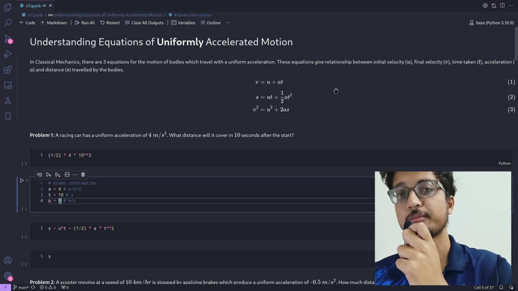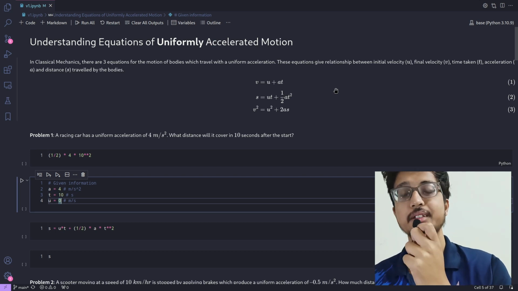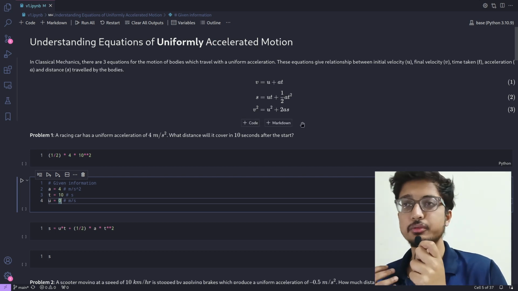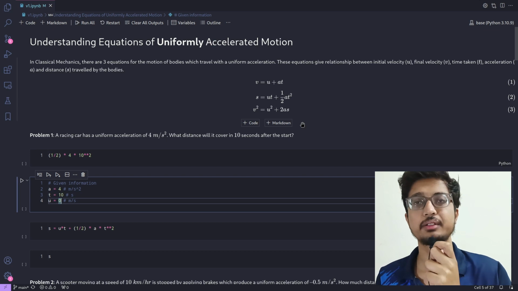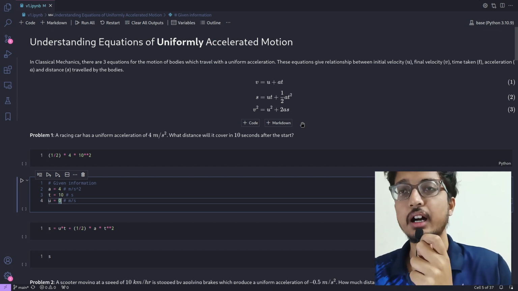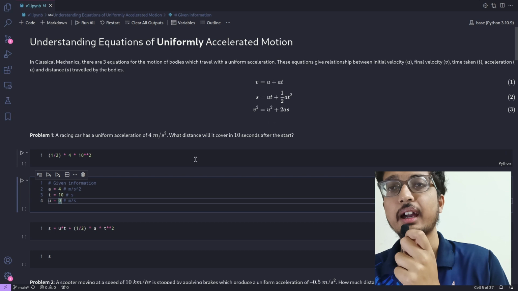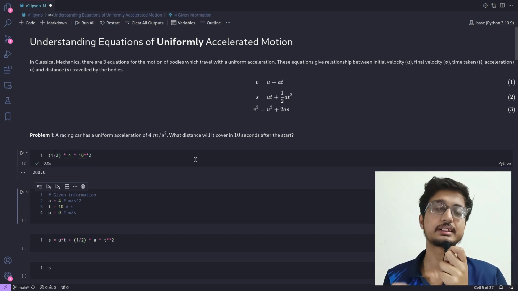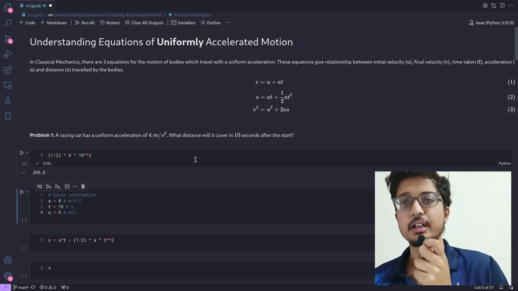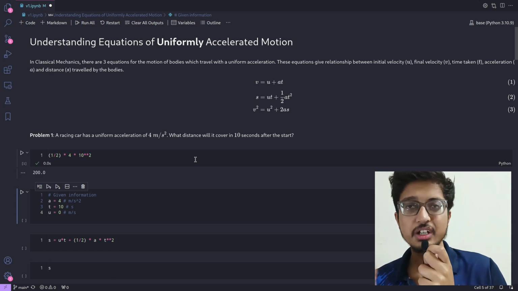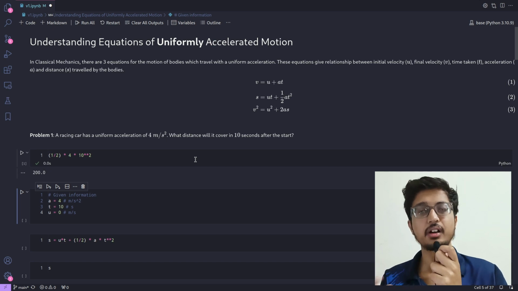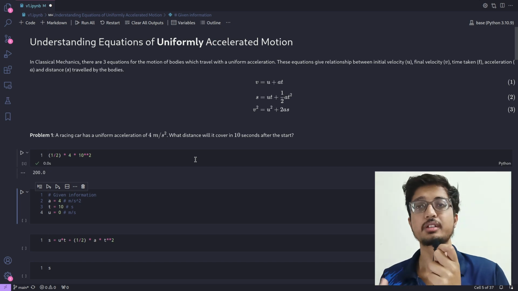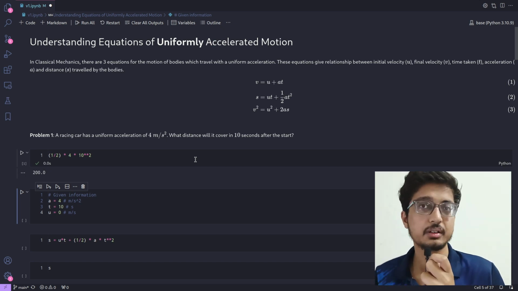We can use the second equation of motion, which is s equals ut plus half at square, to get our answer. Now we can use Python as a basic calculator to perform these operations by just directly plugging in the values, which is what I have done here. I have taken the values directly and done the calculation, which gives me 200 meters. But this is not an optimal way to write a piece of code. That's because if you want to make some changes in the values of the information that's given to us, then you would have to go and change the values in the operation itself, which is not preferred because it has the possibility of introducing some errors.